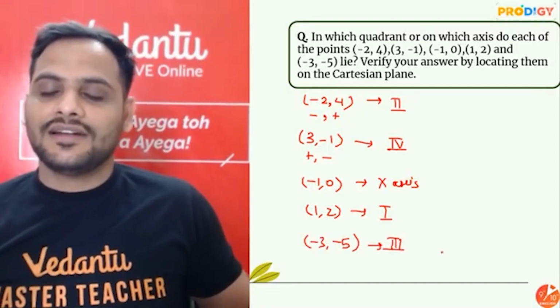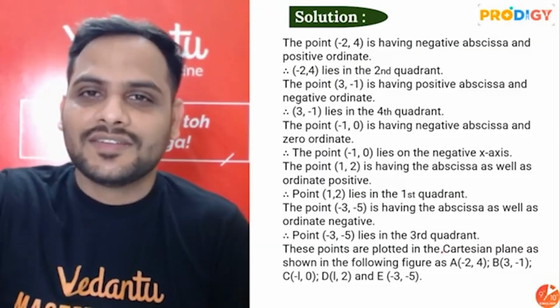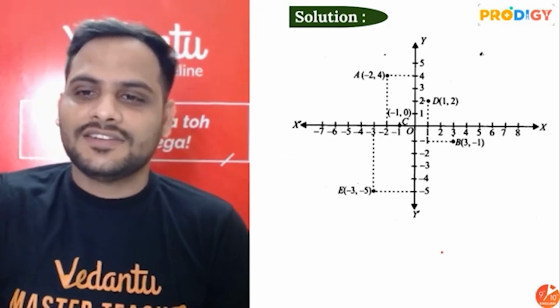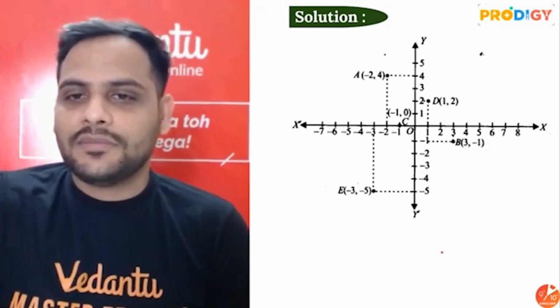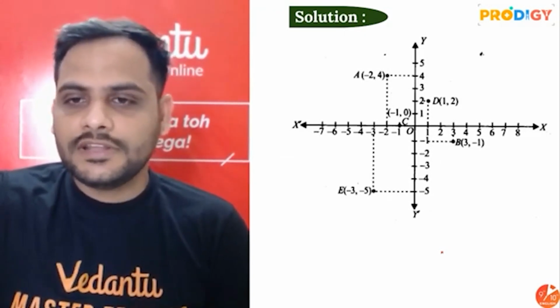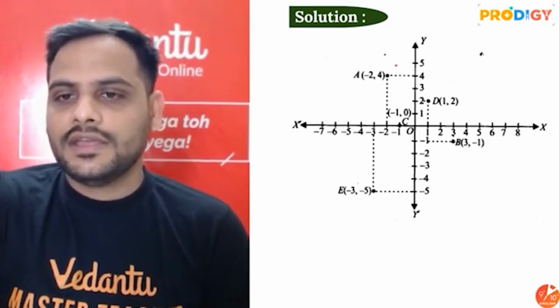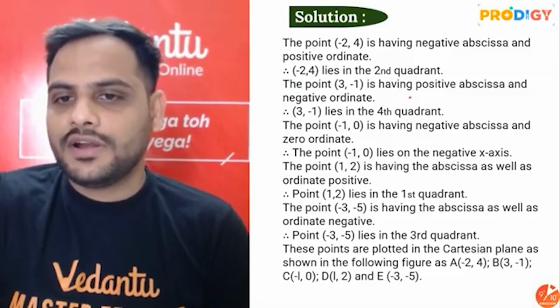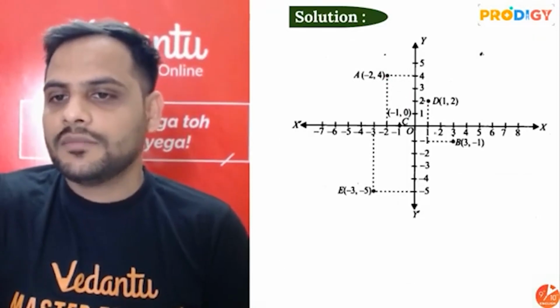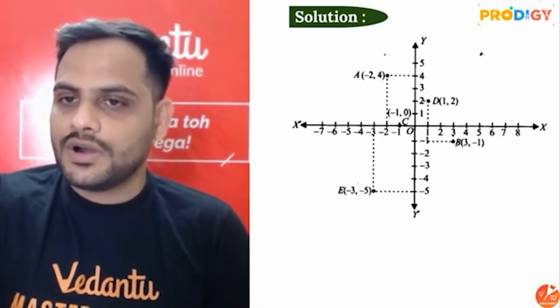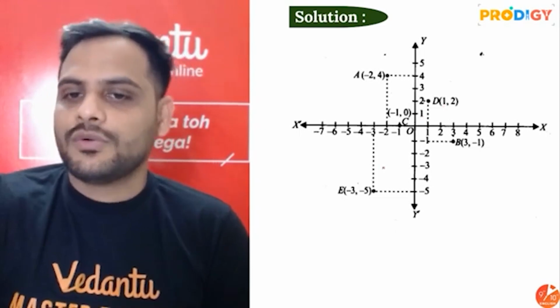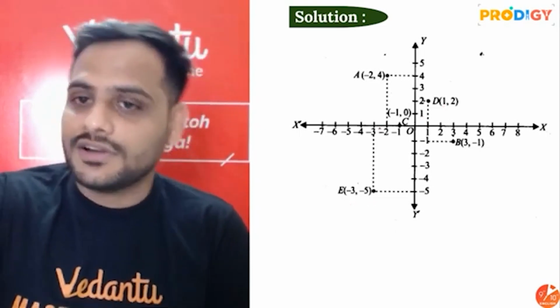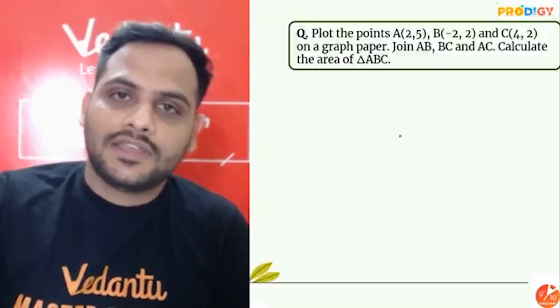It is third quadrant. See how easy this topic is. Very, very, very easy. And then you can plot them as well. So look, what is A? A (-2, 4), I have told you, is in the second quadrant. (3, -1) is in the fourth quadrant. (1, 2) is in the first quadrant. (-3, -5) is in the third quadrant. And C is on the x-axis.